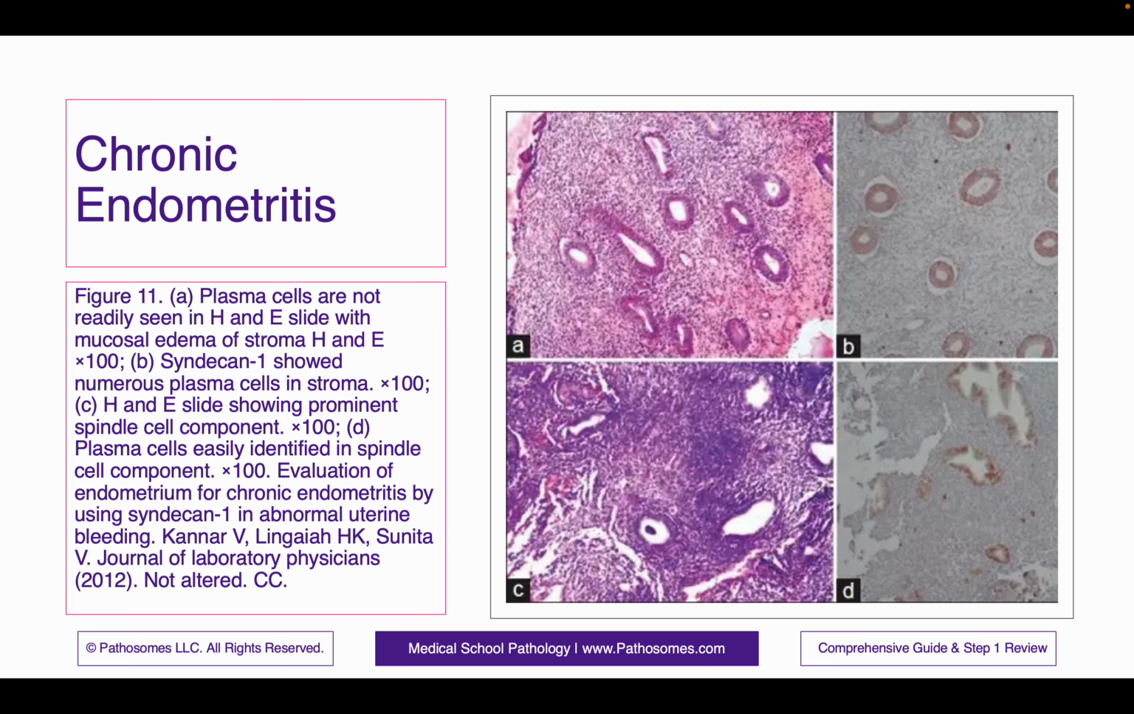Now note here in A, B, C, and D, in A we don't even really see too many plasma cells. B is a specific stain for syndecan 1 that shows numerous plasma cells staining there. C is an H&E slide showing the prominent spindle cell component of chronic endometritis. And D, you can see the plasma cells being identified in the spindle cell component. Interesting.